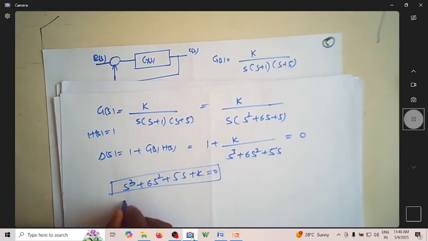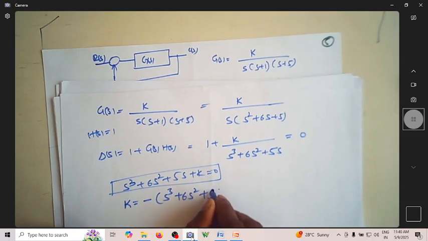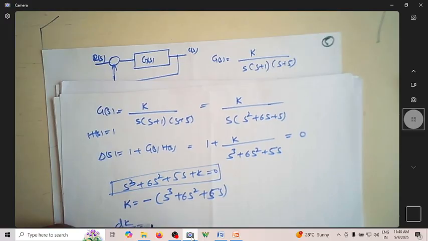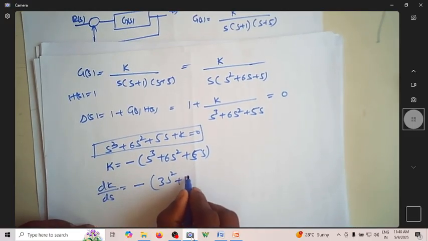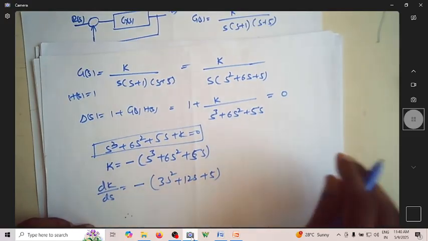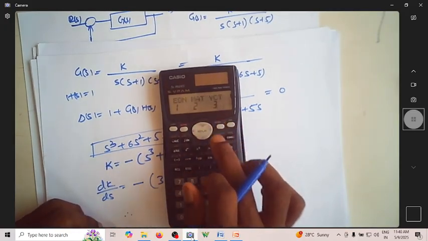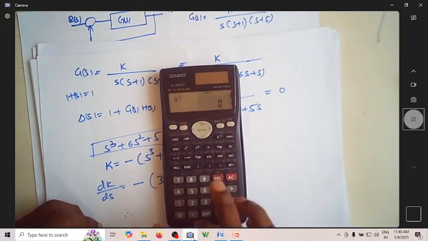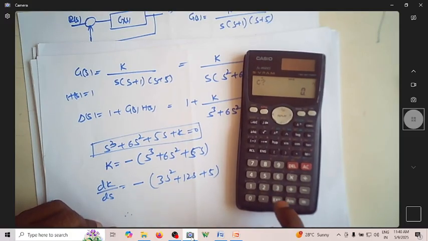From this, K can be written as minus of (s cube plus 6s square plus 5s). If you differentiate this with respect to s, it will be minus of (3s square plus 12s plus 5). Therefore, the roots of this would be from this second order equation.